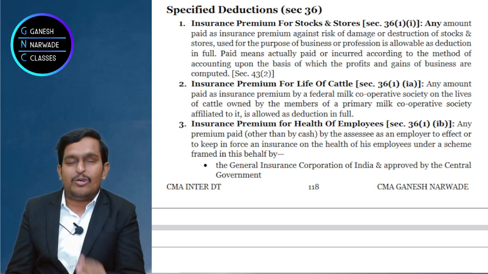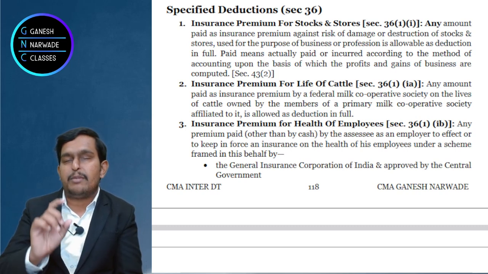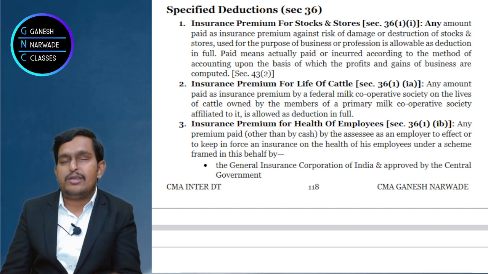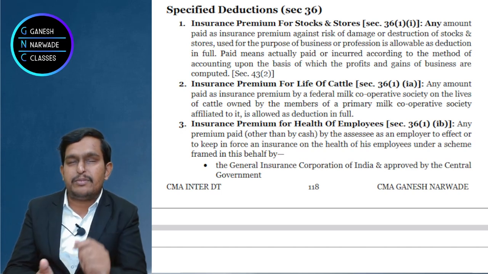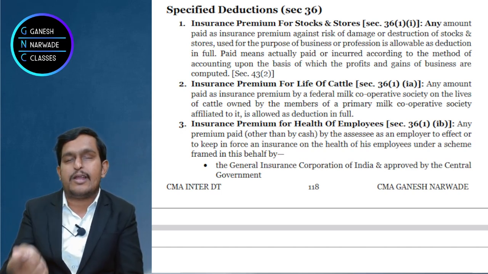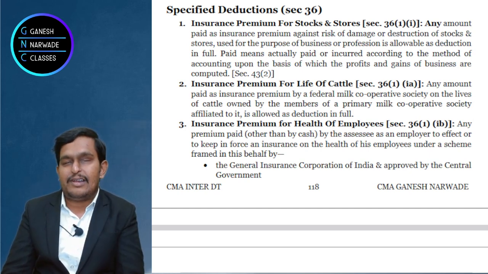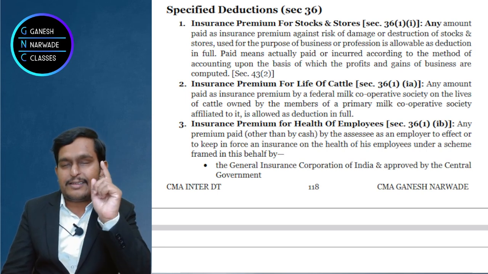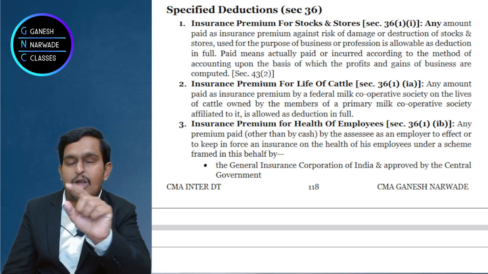Okay. So what we discussed: section 36 subsection 1 clause 1 talks about insurance premium on stocks and stores. It is allowed as deduction, absolutely yes, but based on method of accounting. If your method of accounting is cash, then it is allowed on actual payment basis. If your method of accounting is mercantile or accrual basis, then even if it is due, it is allowed as deduction. Right? Insurance premium on the building is allowed under section 30, and if it is on plant and machinery and furniture, then allowed as deduction under section 31. Only on stocks and stores under section 36 subsection 1 clause 1.